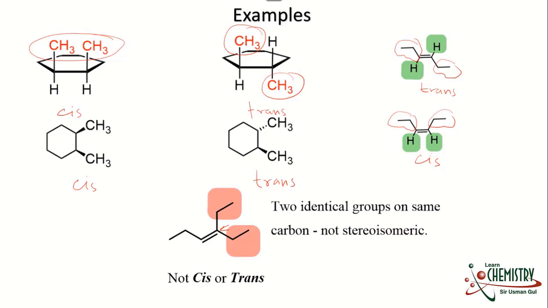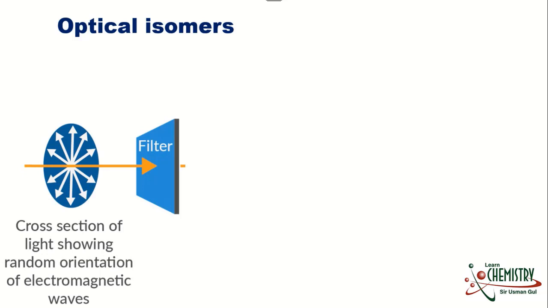Okay, let me explain optical isomerism. Now let's talk about optical isomerism. As the name is optical isomerism, we think it will be related to light. So when we focus on light, remember that light always has random orientations. Let me explain it more: it moves in all directions, in all planes, in all orientations.